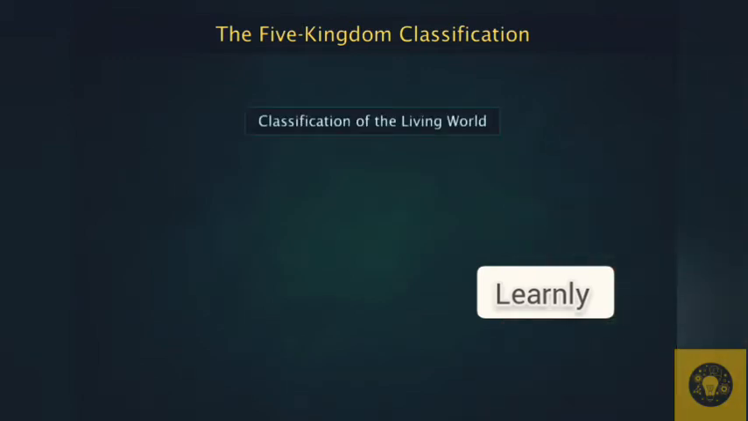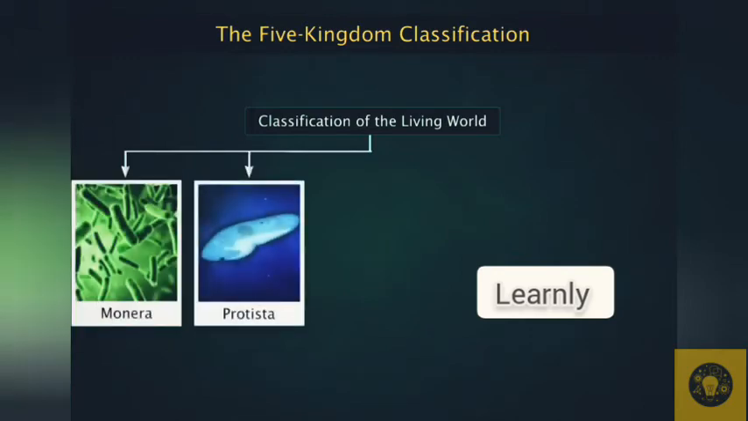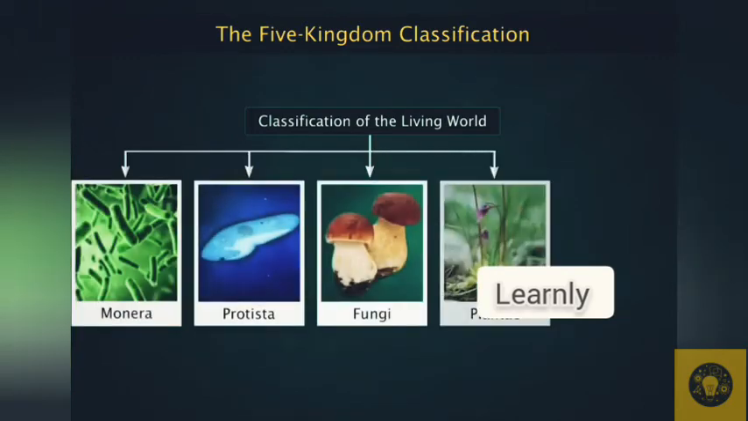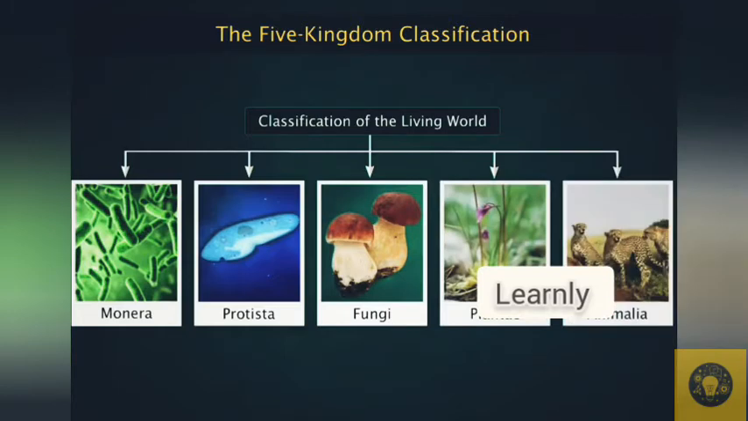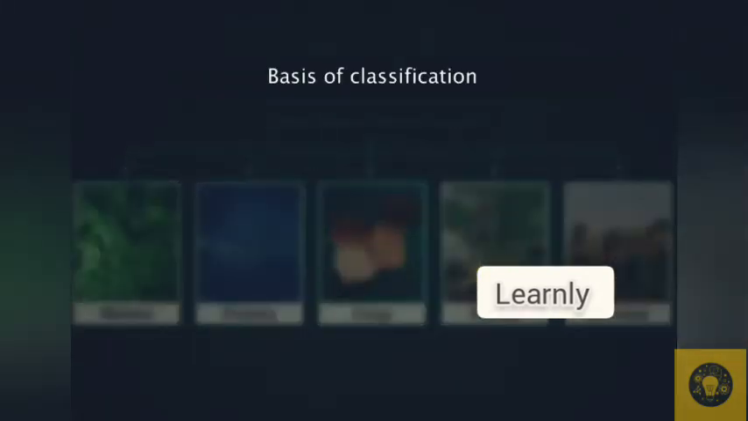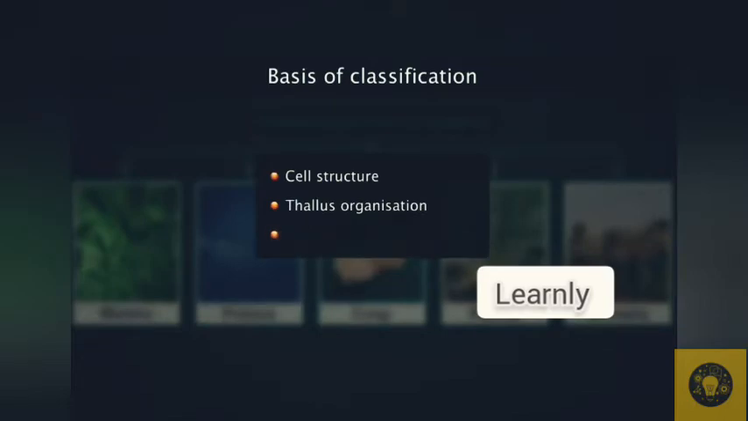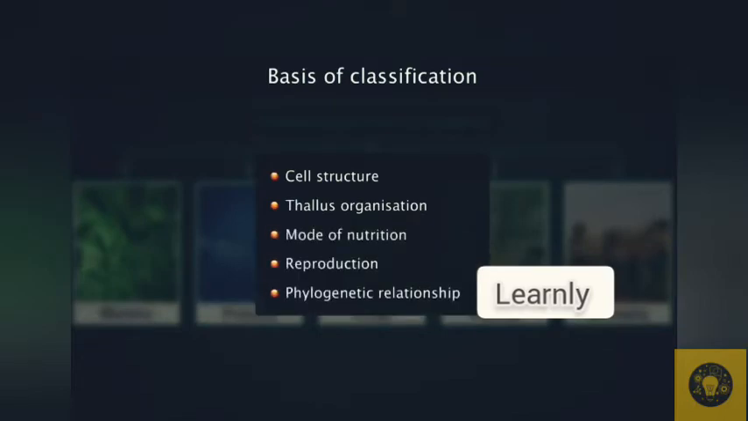The living world was thus divided into five kingdoms: Monera, Protista, Fungi, Plantae, and Animalia. The criteria used by scientist R. H. Whittaker for classification were cell structure, thallus organization, mode of nutrition, reproduction, and phylogenetic relationship.